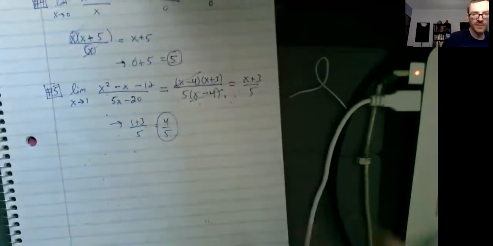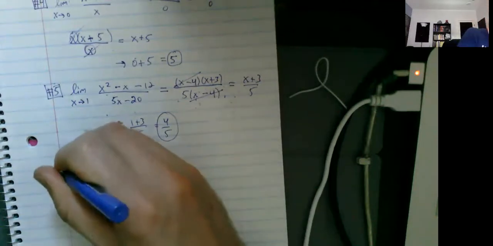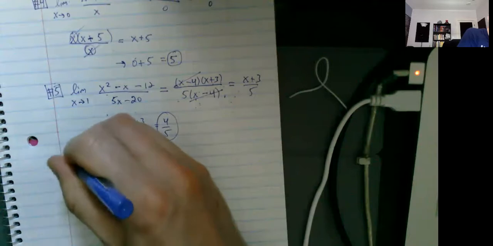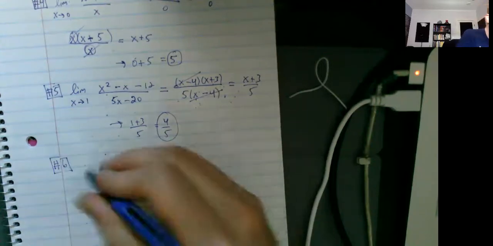Let's look at number 6. So that's a couple of examples where the simplification process involves factoring. Let's have a look at number 6, which requires kind of the opposite of factoring, namely you have to multiply out.